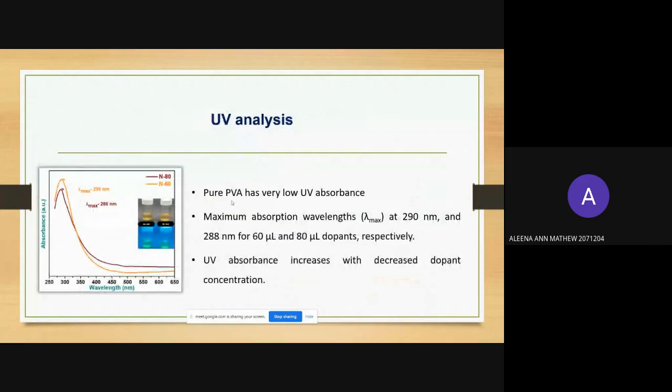UV visible absorption spectra of synthesized nanomaterials were plotted in the range of 250 to 650 nanometer. For pure PVA, there is no absorption in the UV region and it has very low absorbance. The modified PVA nanostructures showed prominent peaks at maximum absorption wavelength of 290 nanometer and 280 nanometer, corresponding to 80 microliter and 60 microliter dopants respectively. So the lambda maximum of both corresponds to the pi to pi transition of carbon and UV absorption increases with decreasing dopant, it shows green color.